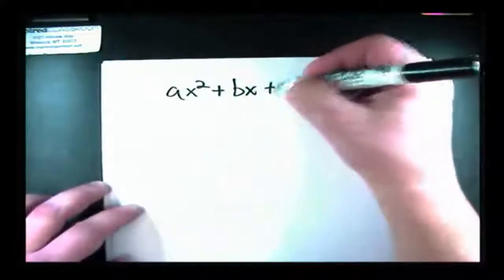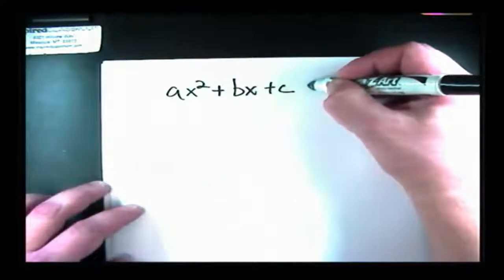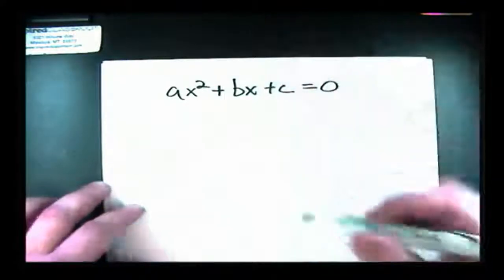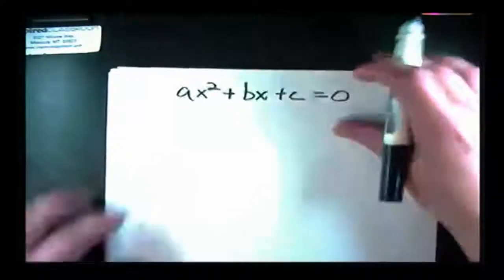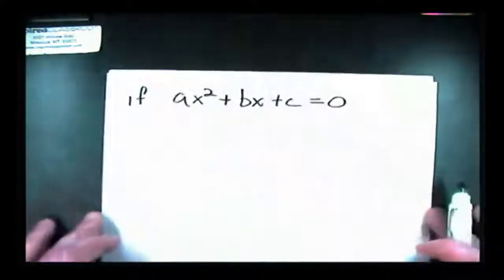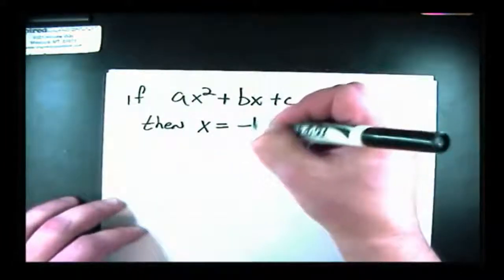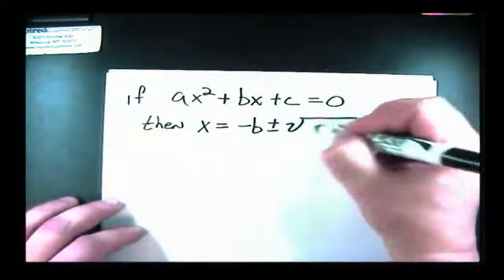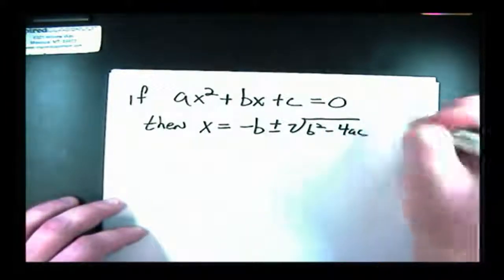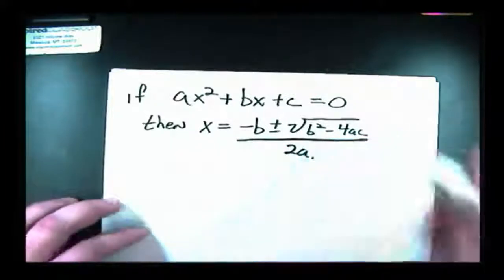So the quadratic formula is used to solve equations of the form ax squared plus bx plus c equaling 0. So it's more like an if-then statement. If ax squared plus bx plus c is equal to 0, then x will equal the opposite of b plus or minus the square root of b squared minus 4ac, divided by 2a.